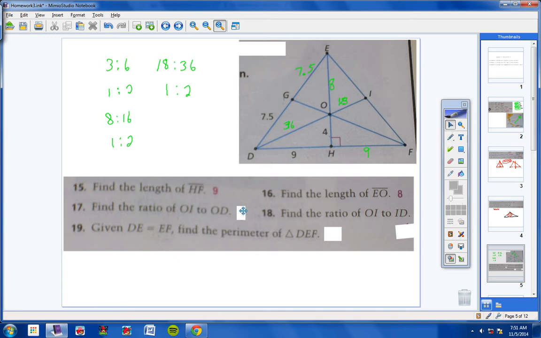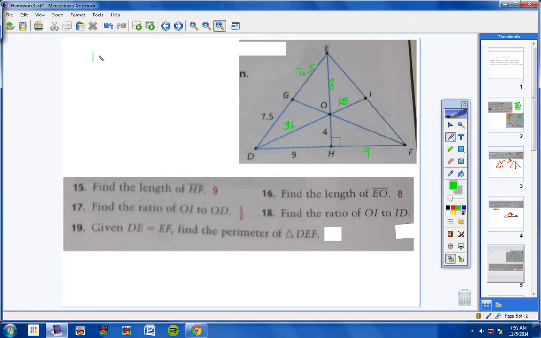Okay? All right, or 1/2. They used a fraction here. That's fine. 1/2. Same thing. Okay? All right, moving on to number 18. Find the ratio of OI to ID. Okay, no problem. Let's just say OI is 18.